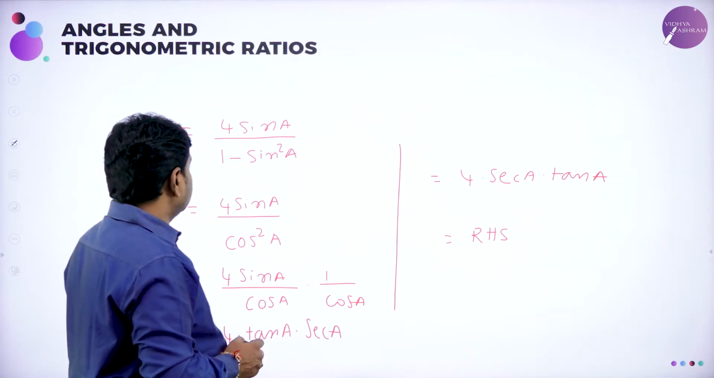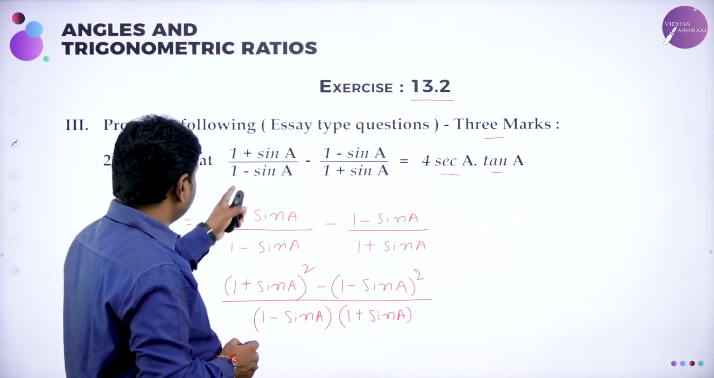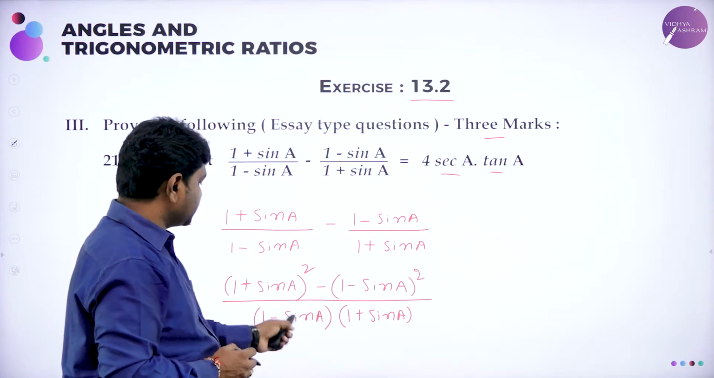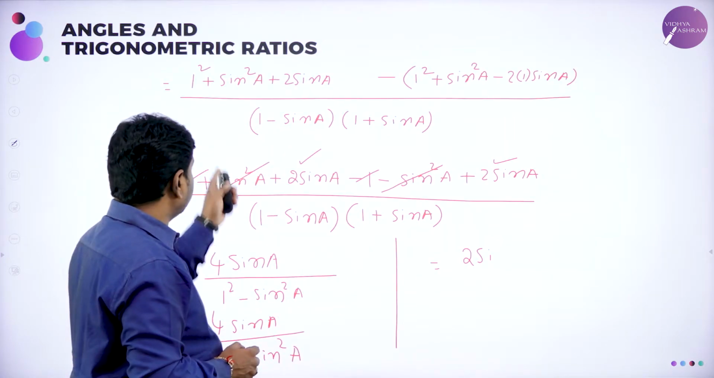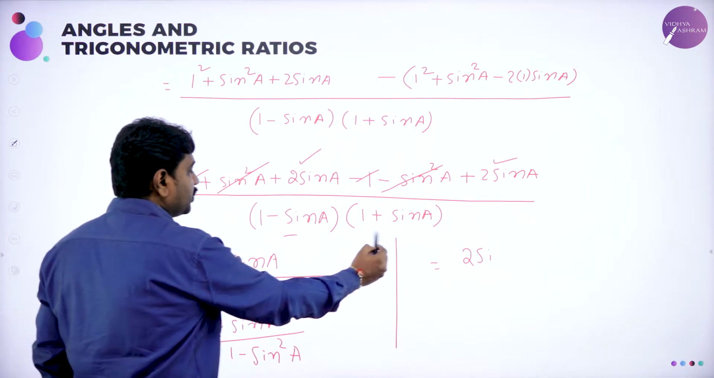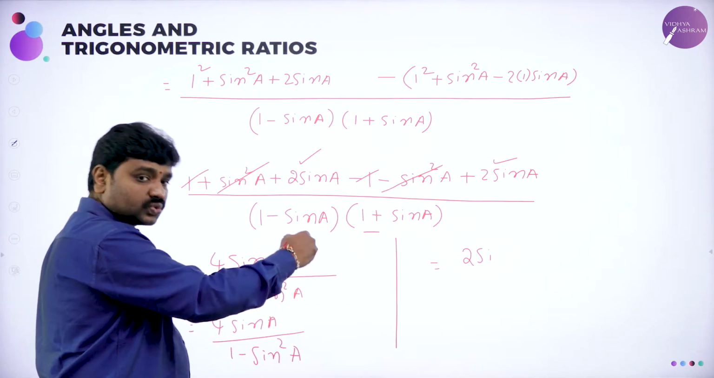So simple and direct, what we have done: we took LHS, (1 plus sin A) by (1 minus sin A) minus (1 minus sin A) by (1 plus sin A). We took LCM, then we cross multiplied. We applied (A plus B) the whole square and (A minus B) the whole square. And the denominator is in the form (A minus B) into (A plus B). We write (A plus B) into (A minus B) as A square minus B square.